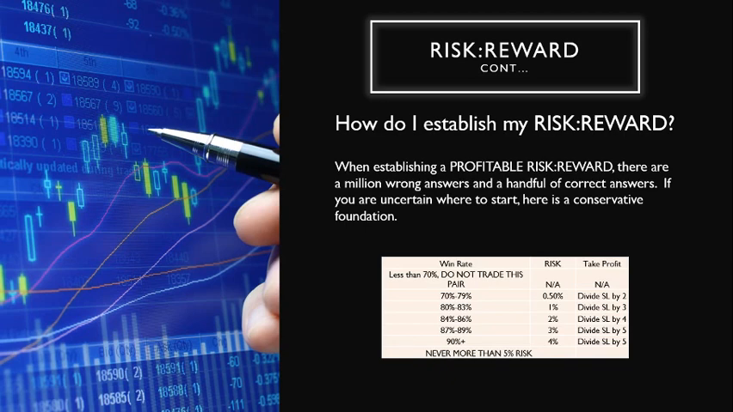Okay, your take profit. Notice that it doesn't give a number. It says divide stop loss by, for 70 to 79%, divide stop loss by what number? By 2, right? By 2 or less. So let's say I have a 35 pip take profit with a 73% win rate. What is my stop loss? Yep, just about, right? 17?